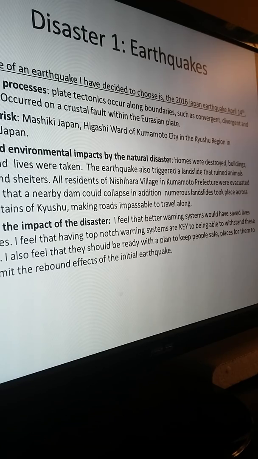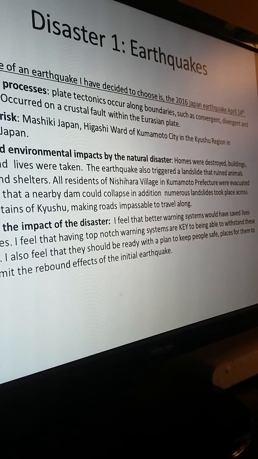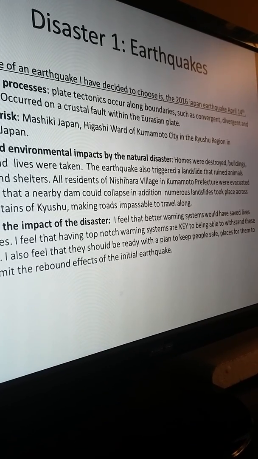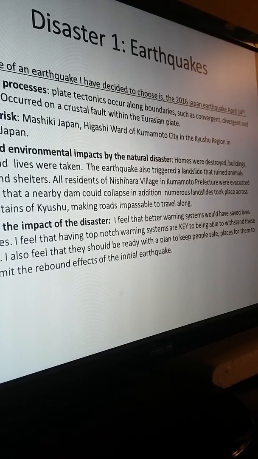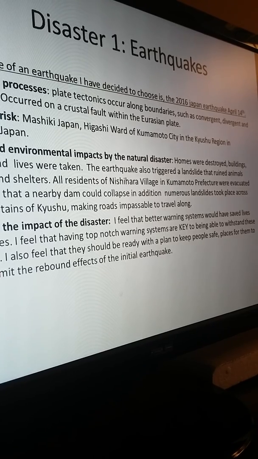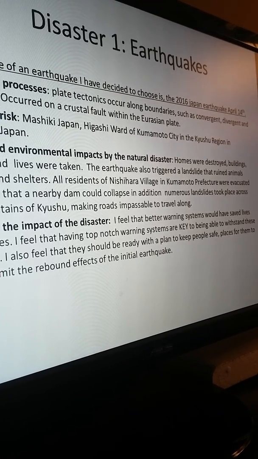Plate tectonics occur along boundaries such as convergent, divergent, and transform. It occurred on a crustal fault within the Eurasian plate. So that's why this earthquake occurred. It's very hard to defend against earthquakes. The most you can have is a warning system, in my opinion, that can help. But other than that, you're kind of in the hands of Mother Nature.